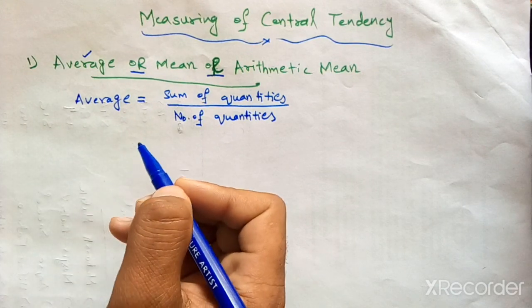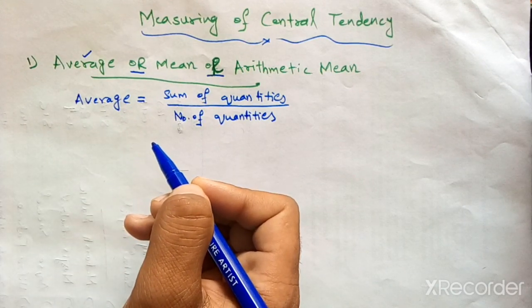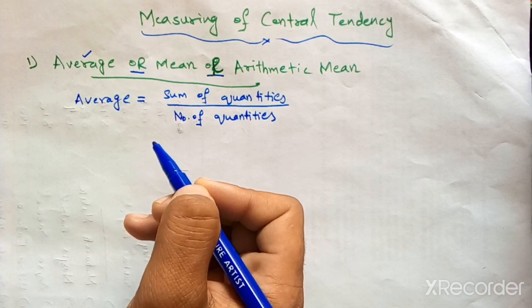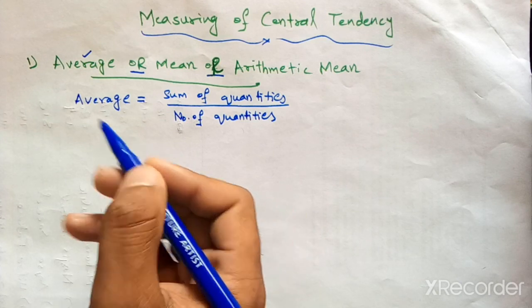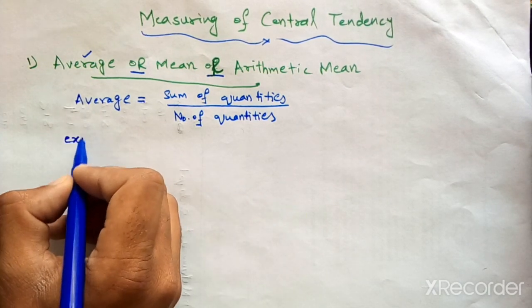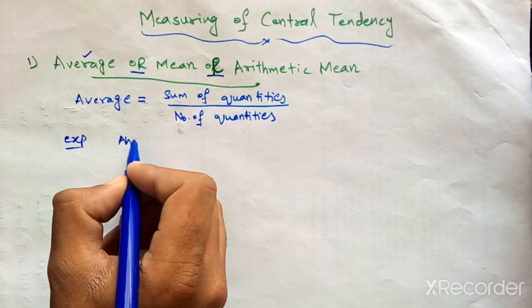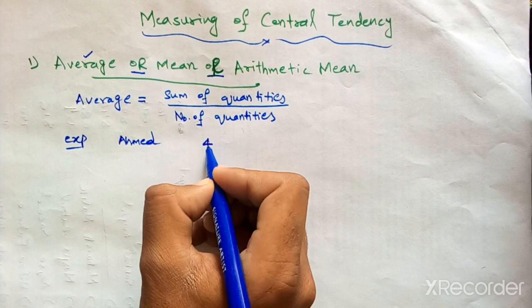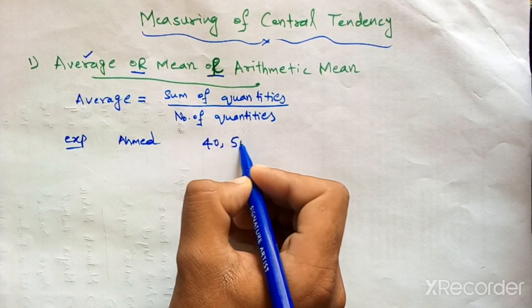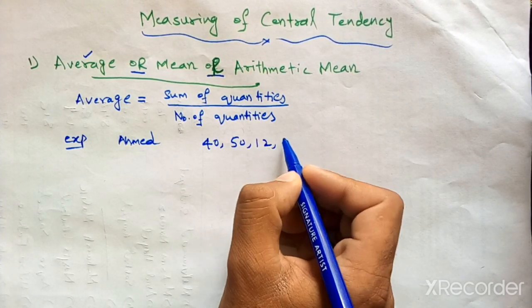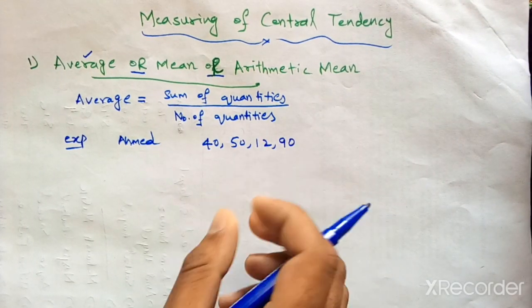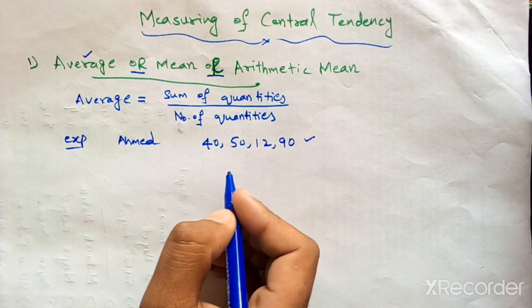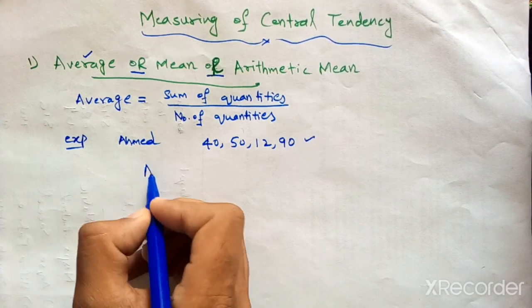For example, whenever we calculate the average marks of a student obtained in several subjects. Here we take an example of a cricket player whose name is Ahmed, and he has played 4 matches in which he got 40 runs in the first match, 50 in the second match, 12 in the third, and 90 in the fourth match. Now we are asked to find his average.